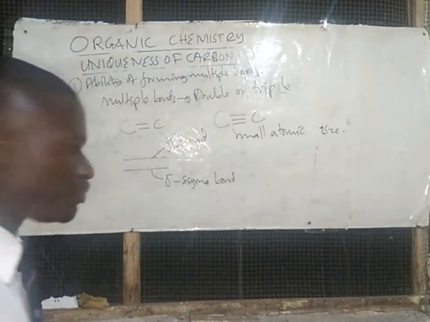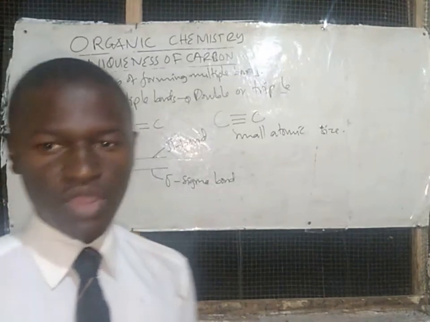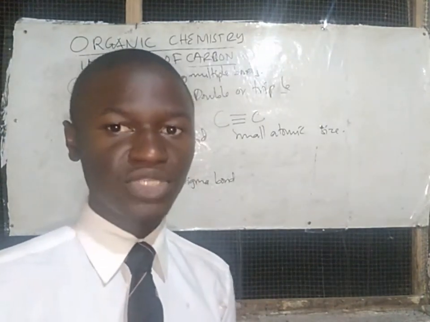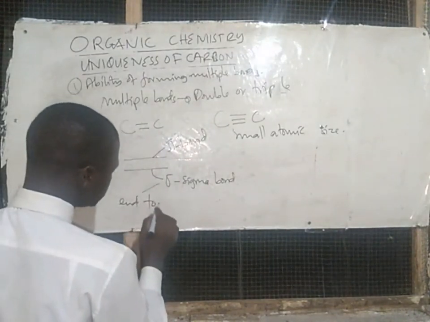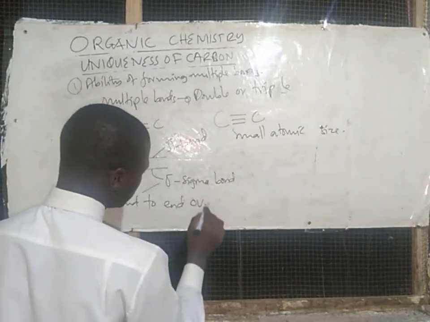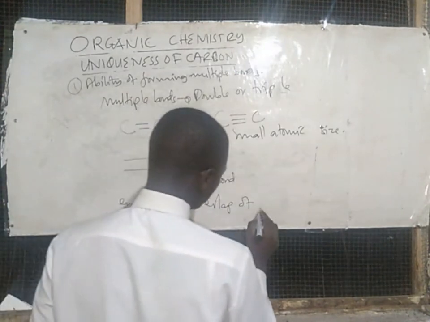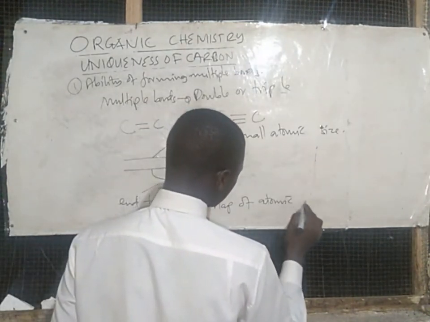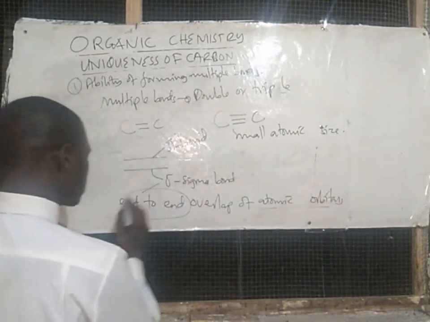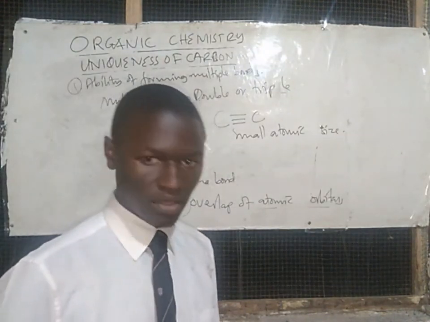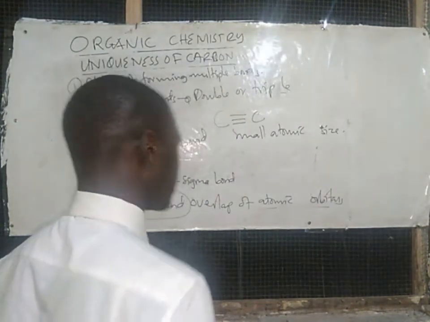Remember, I told you that a sigma bond is formed by the hybridized orbital, but not only the hybridized orbital. The sigma bond is also formed by end to end overlap of atomic orbitals. If you remember the overlap of atomic orbitals, we have end to end and then we have the sideway overlap.